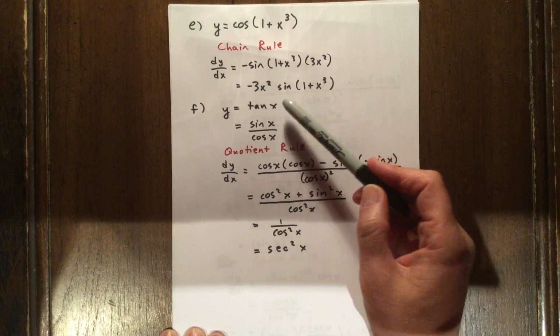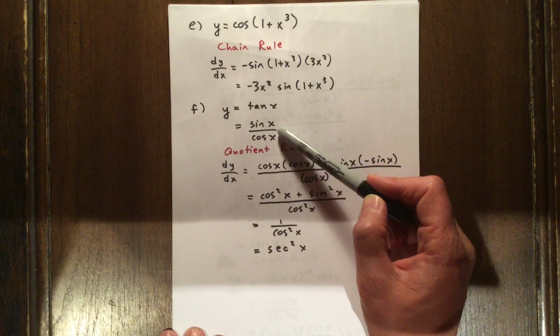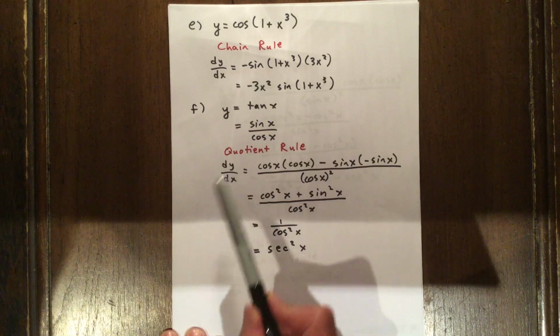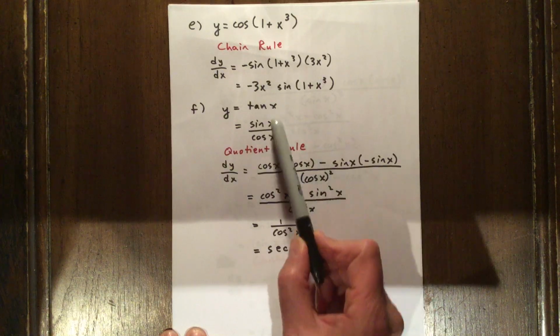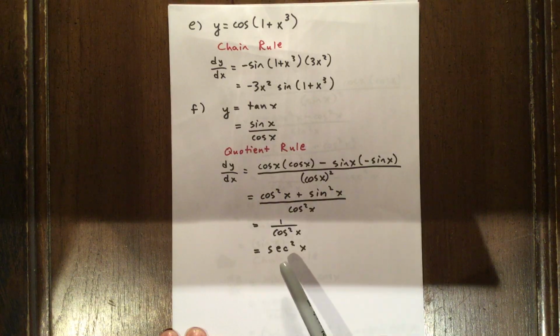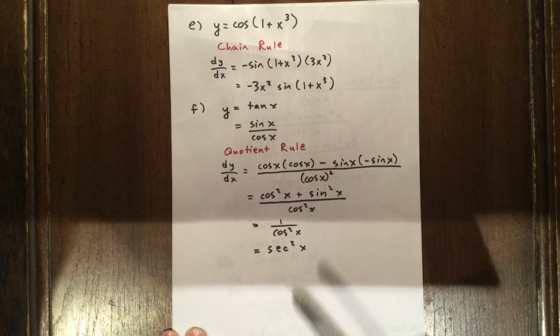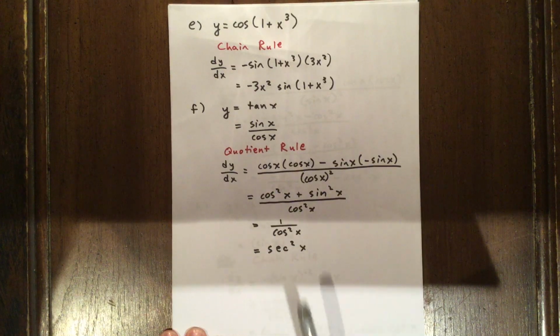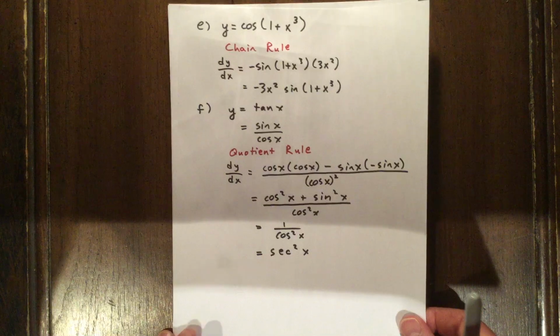The next question is to figure out the derivative of tan x. Well, I like to re-express tan x as sine x over cos x, and then I use the quotient rule. It's the denominator times derivative of the numerator minus the numerator times derivative of the denominator over the denominator squared. Well, cos x times cos x is cos squared x, and negative sine x times negative sine x is positive sine squared x. So we have cos squared x plus sine squared x over cos squared x. This is 1 over cos squared x, which is also known as secant squared x. So the derivative of tan x with respect to x is secant squared x.